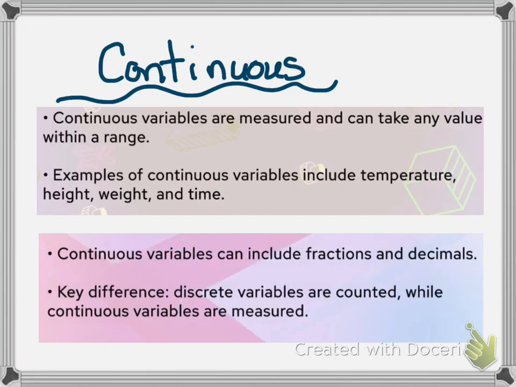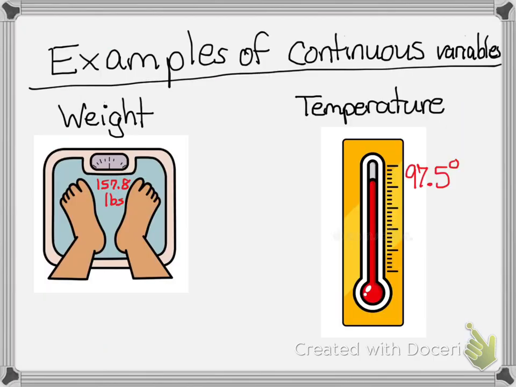Welcome back. As you can see, it says continuous variables are measured and can take any value within a range. So now this is when you can actually include decimals, fractions, whole numbers. And examples would be like temperature, height, weight, time. For example, when you weigh yourself, you could weigh like 157.8 pounds. And that's how your weight is measured.